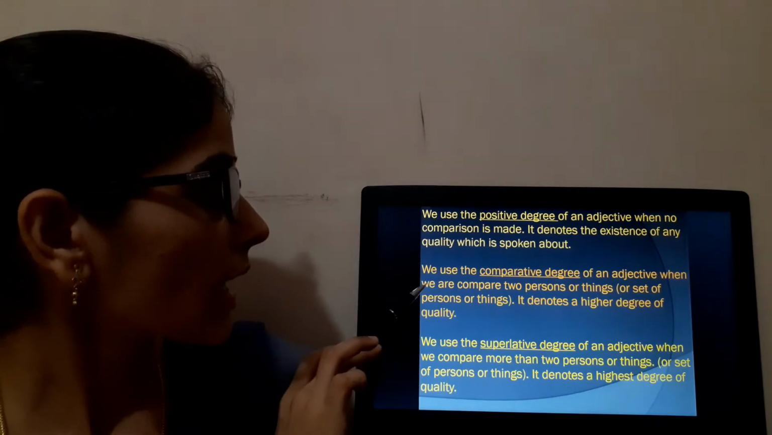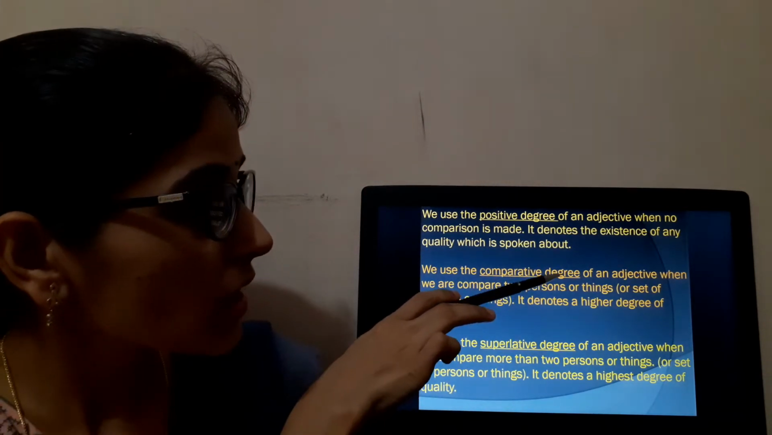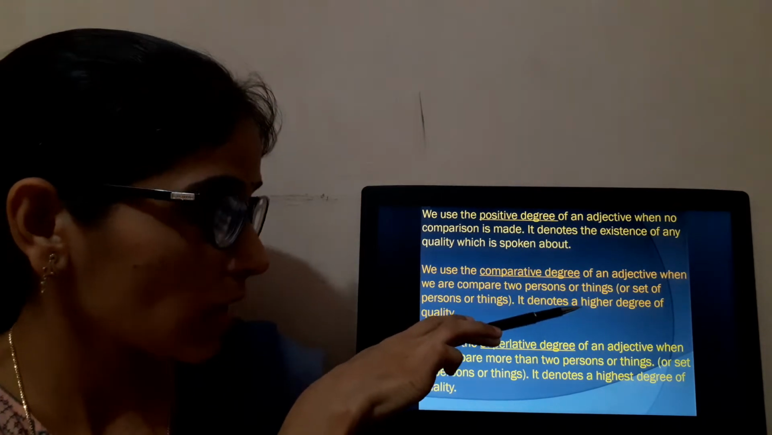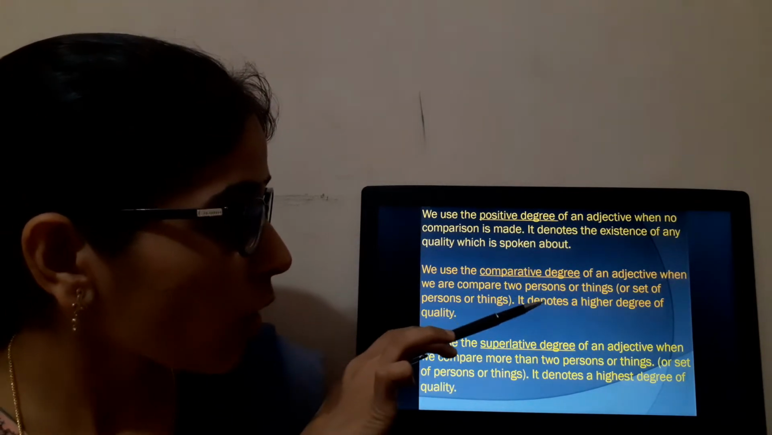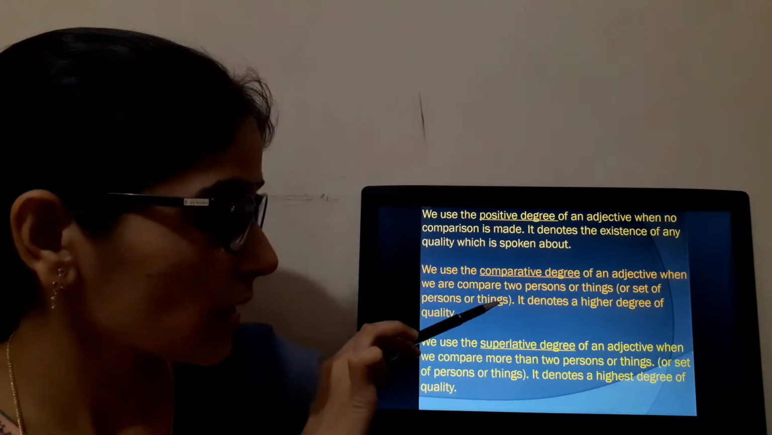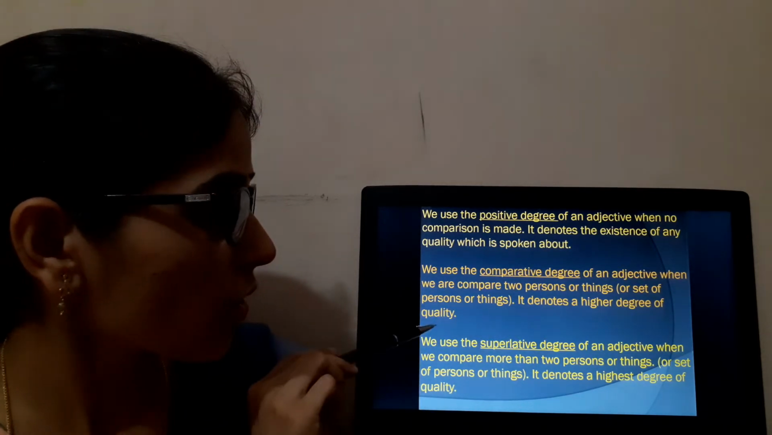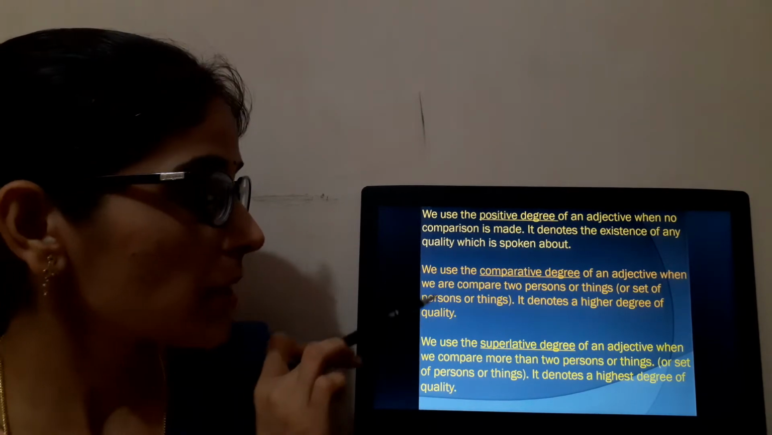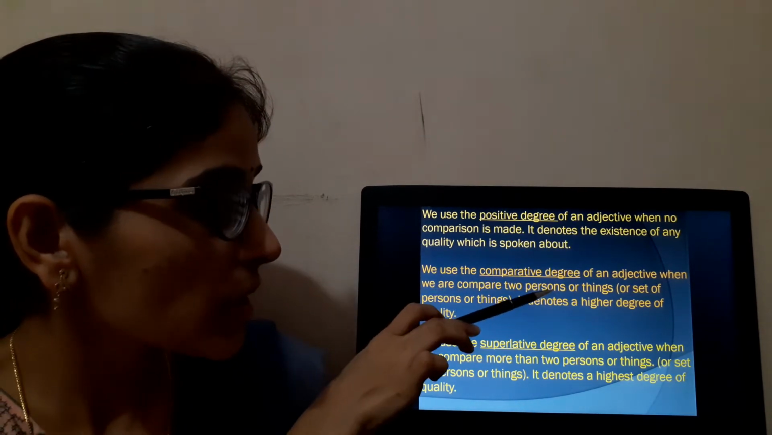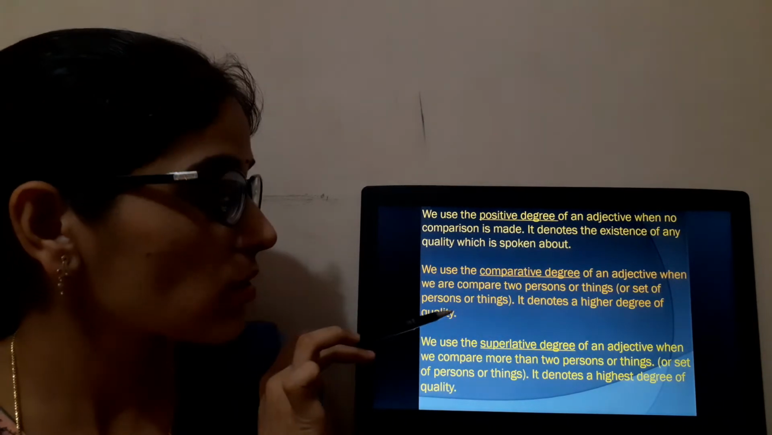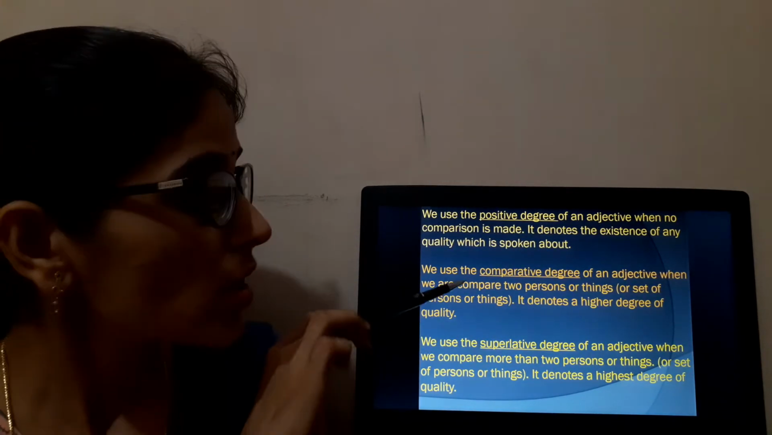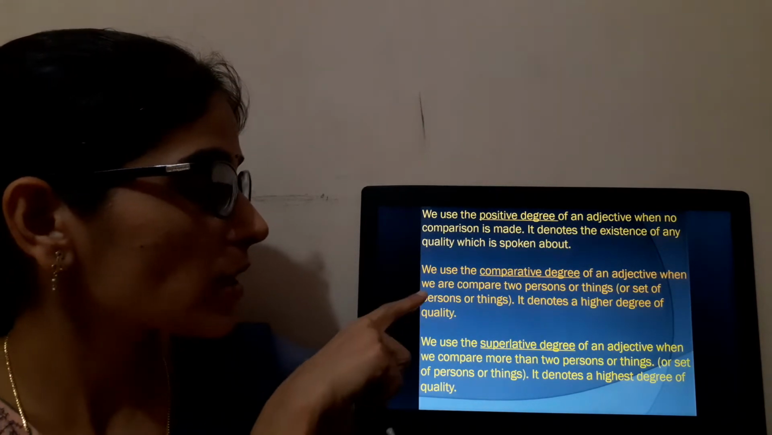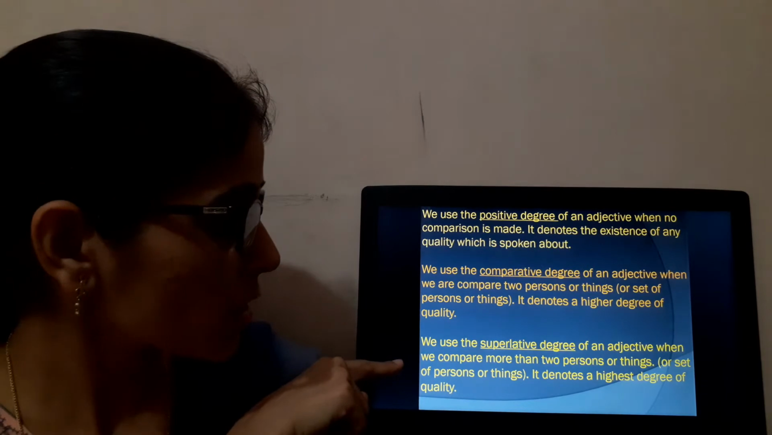Clear? Second one, we use the comparative degree of an adjective when we are comparing two persons or things or a set of persons or things. It denotes a higher degree of quality. Second thing, comparative degree. That means when we are comparing two persons or two things or sets of things or sets of persons. Clear? So when we are comparing between two, that is called a comparative degree. Clear? Let us move to the third.